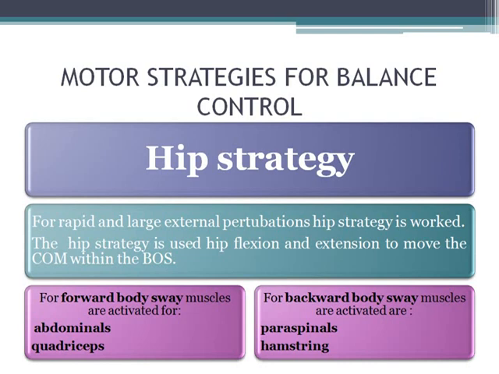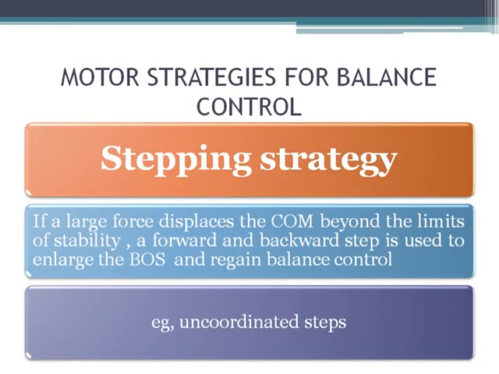So the hip strategy uses hip flexion and extension to move the center of mass within the base of support. So for forward body sway, muscle activations from proximal to distal are the abdominals and then quadriceps. But in backward body sway, muscle activation is from the paraspinals followed by hamstring muscles. So again there is a difference between ankle strategy and hip strategy: in the ankle strategy the muscle activations are from distal to proximal, but in the hip strategy the muscle activations are from proximal to distal.